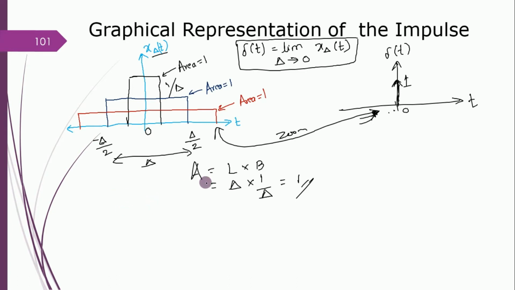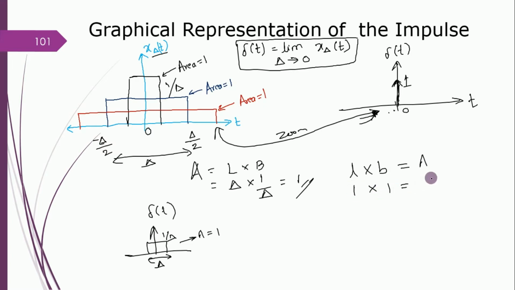Okay, so delta of t, if it is zoomed, it will look in this fashion. So the width is delta, amplitude is 1 by delta, its area will be 1. Area will be 1. Okay, so to throw more focus on this, let me take one simple analogy. You know that length into breadth is equal to area. Now if I have length equal to 1 and breadth equal to 1, so the area value will be, yes, it's 1.